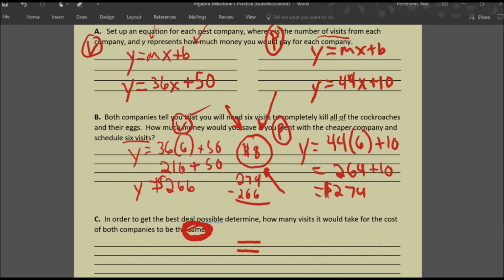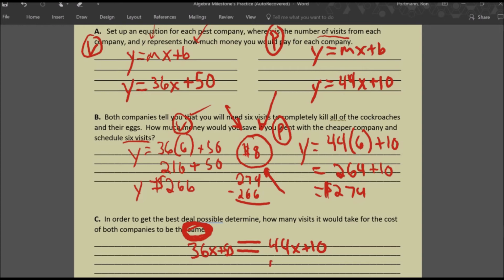And what are we trying to figure out? At how many visits? Visits is our x. We've already said that. Up here it says let x represent the amount of visits. Well, if we're trying to solve for visits, we're trying to solve for x. We're going to put both expressions in there. 36x plus 50, when will that equal the same as Parker's, 44x plus 10? So we want to now solve for x because that's going to tell us how many visits the cost would be the same.